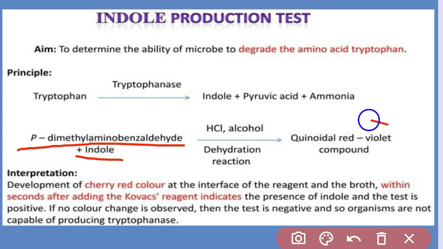So after addition of Kovac's reagent in a medium tube, formation of a cherry red colored ring on the surface of the medium shows the test is positive.